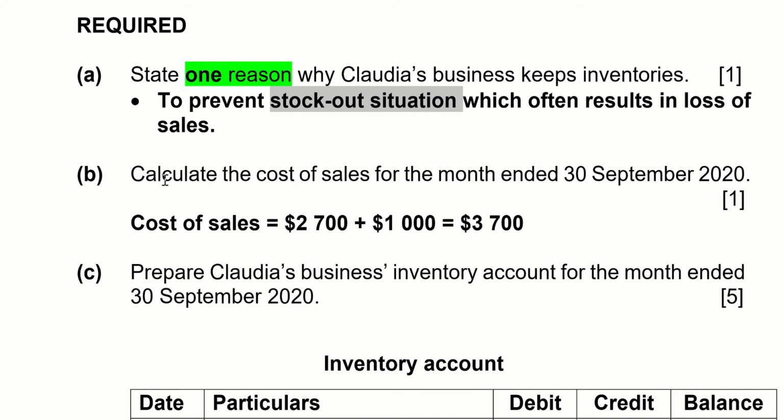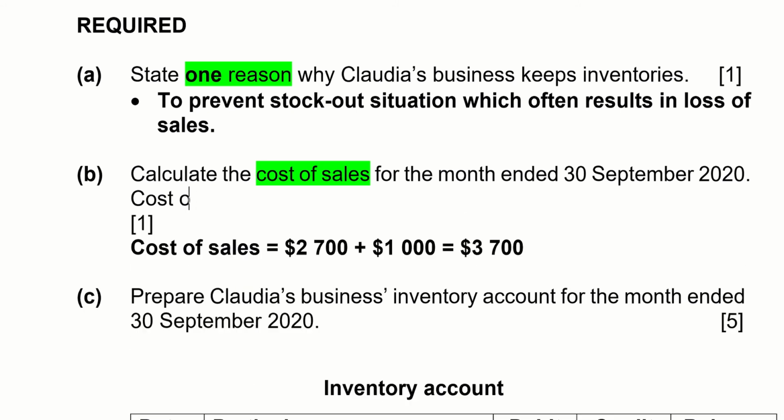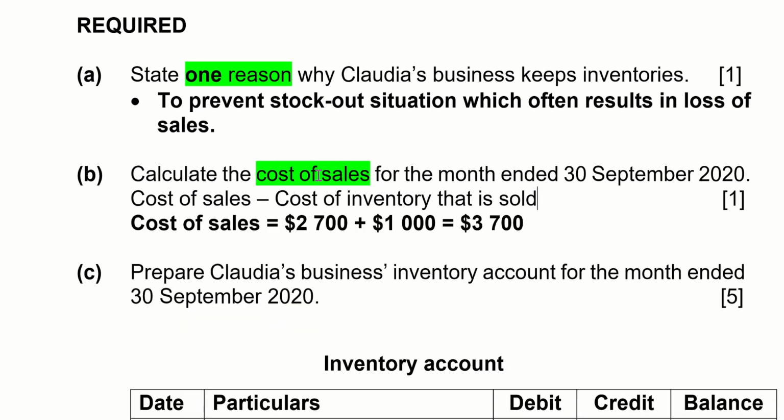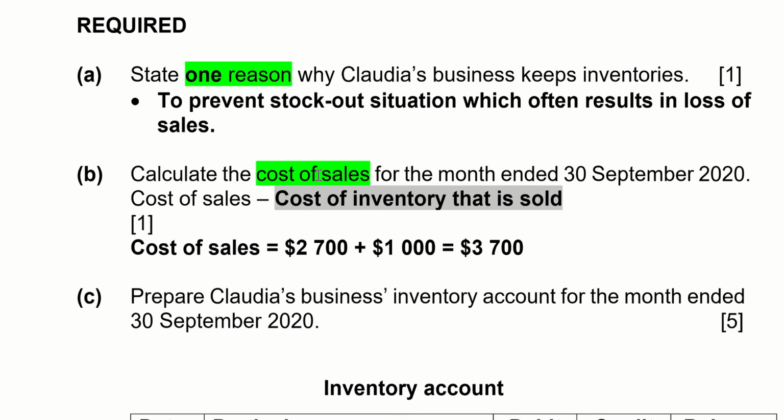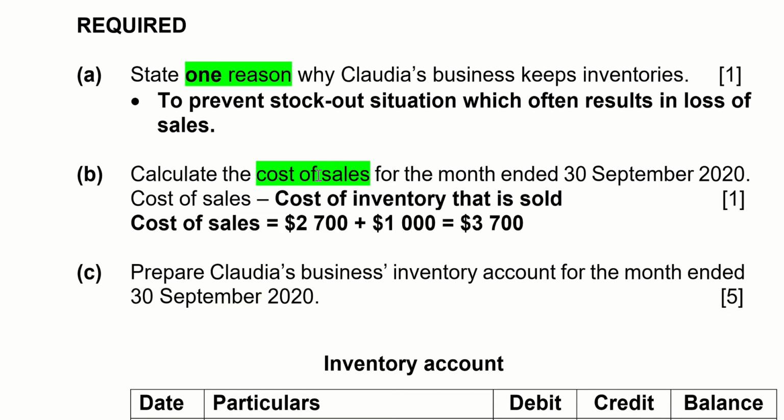All right, number 2, calculate the cost of sales. So this is cost of sales. Now you have to remember what cost of sales is. All right, so cost of sales actually is the cost of your inventory that is sold. It is basically the cost of the inventory that is sold. So now we need to find out what is the cost of inventory that is sold.